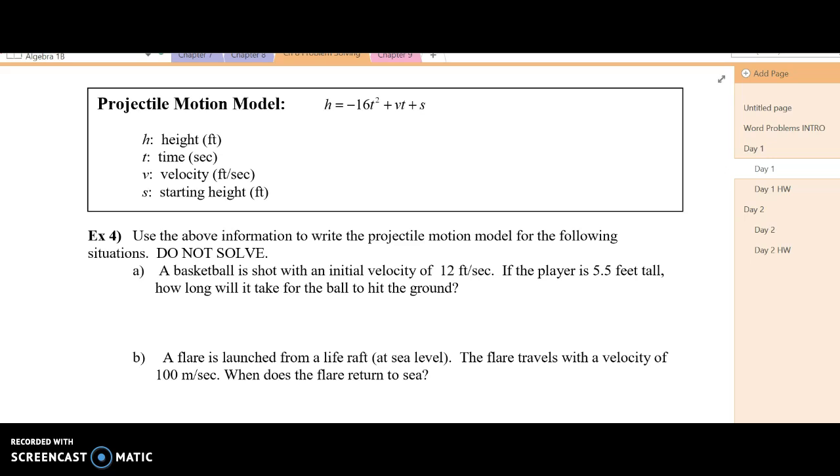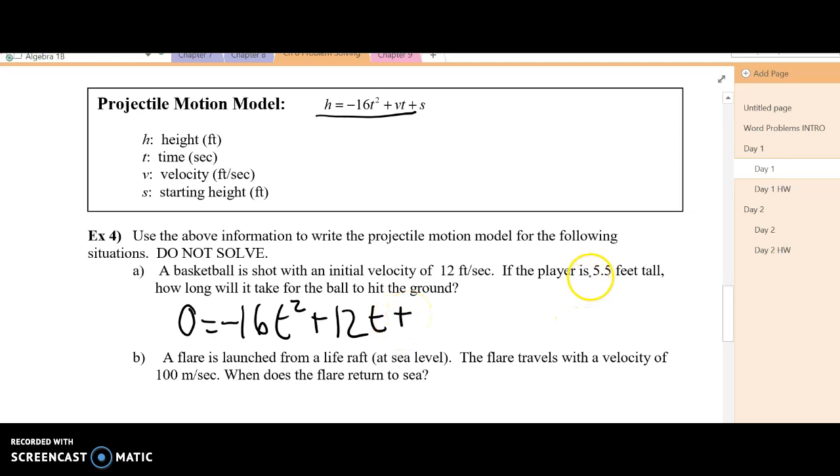So we need the height of this equation, so we need to know when it hits the ground, so the height would be 0. We're solving for t, so we will use this equation up here, so we will plug in negative 16 t squared plus, we know it has a velocity of 12 feet per second, so we will do 12t plus the starting height, which is the player's height, which is 5.5. And that is your equation.